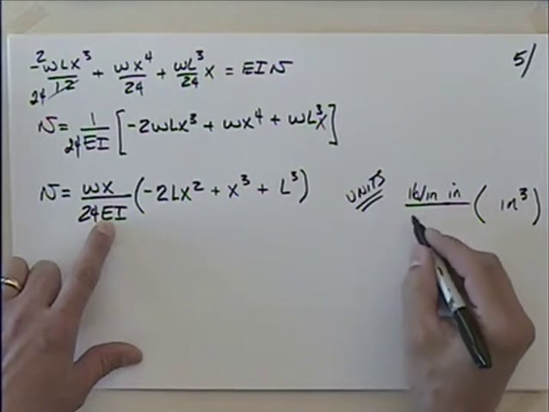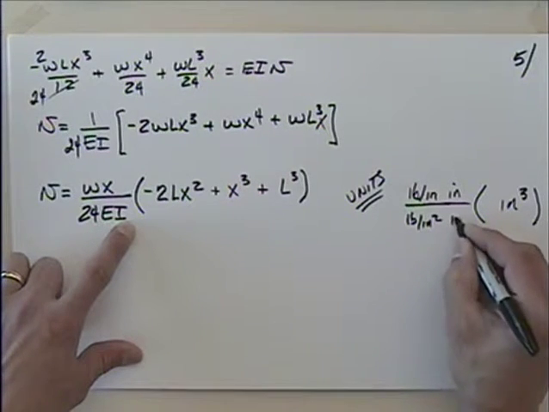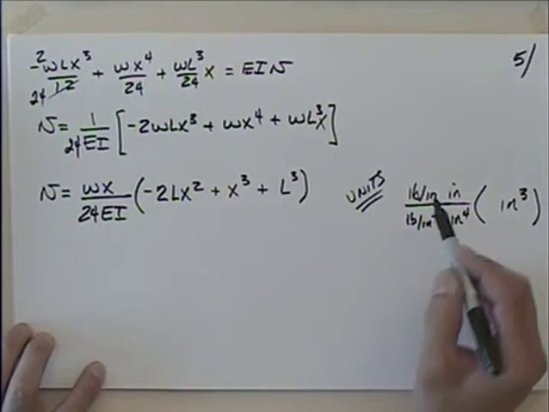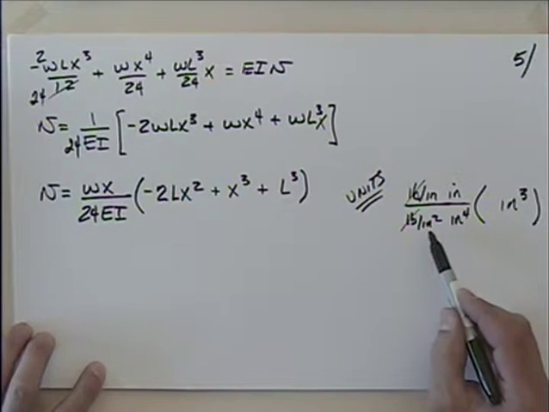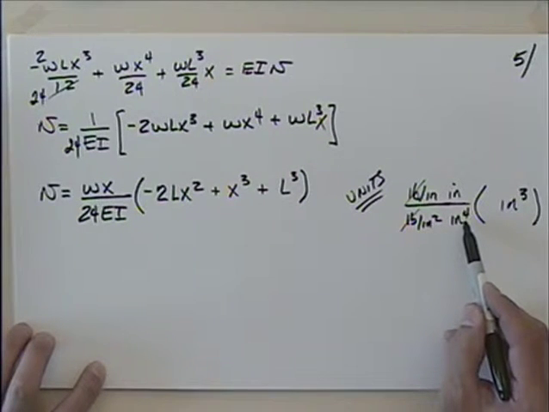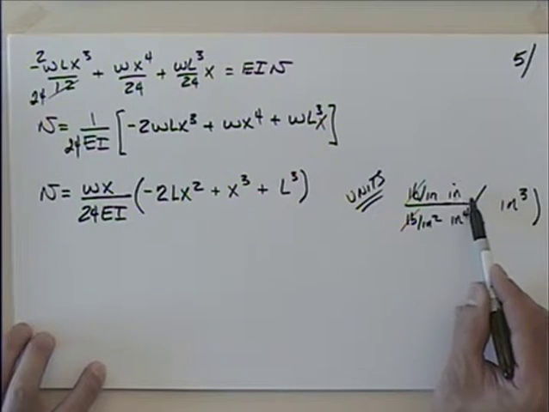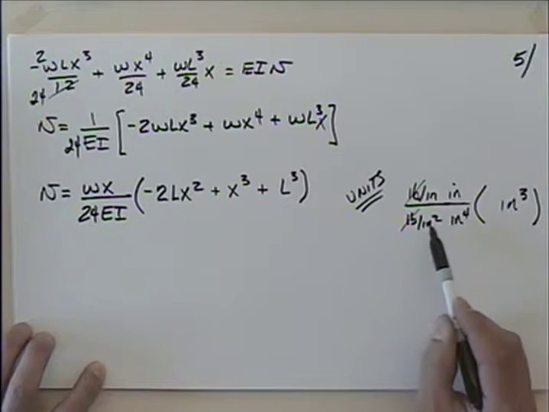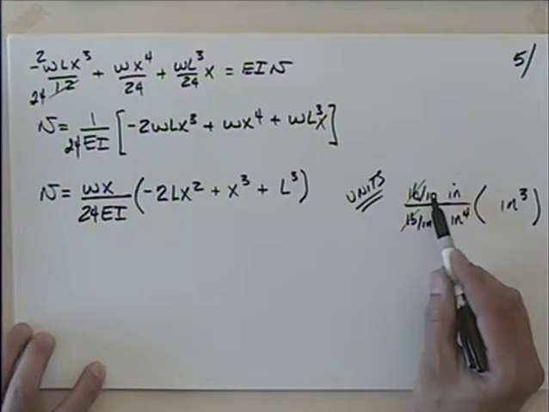And then we've got 24. That doesn't have units, but E is pounds per inch squared. That's pretty easy. I is inches to the fourth. That's pretty straightforward. So I get to cancel this and this. I've got then inches to the sixth in the denominator, and I've got inches to the what? No, I don't have inches to the sixth in the denominator. I've got inches to the fourth in the denominator. This comes up in the numerator.